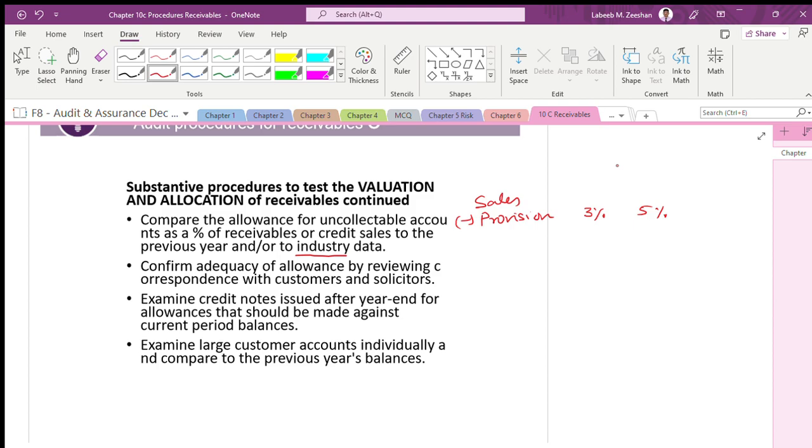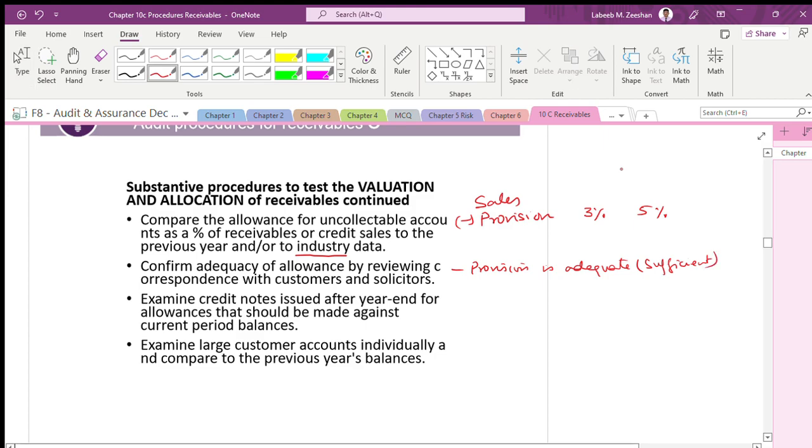Confirm adequacy of allowances by reviewing correspondence. We have to confirm whether the provision is adequate. Provision is sufficient or not. Very important. Is it right? Otherwise, we have to revise the provision.